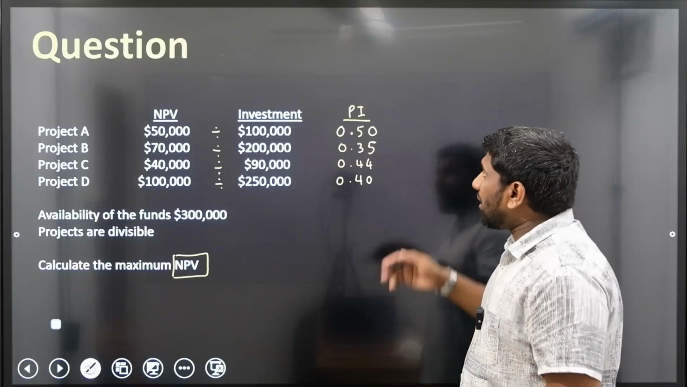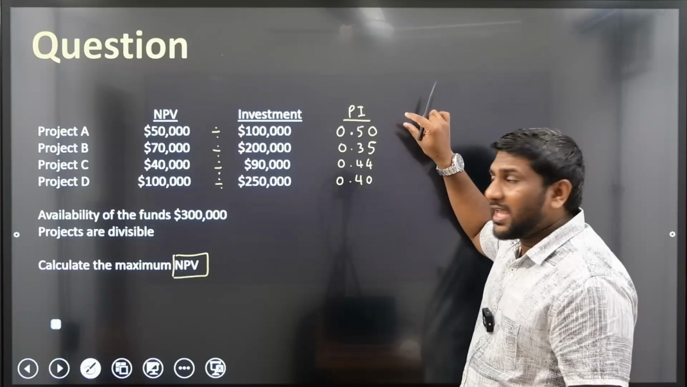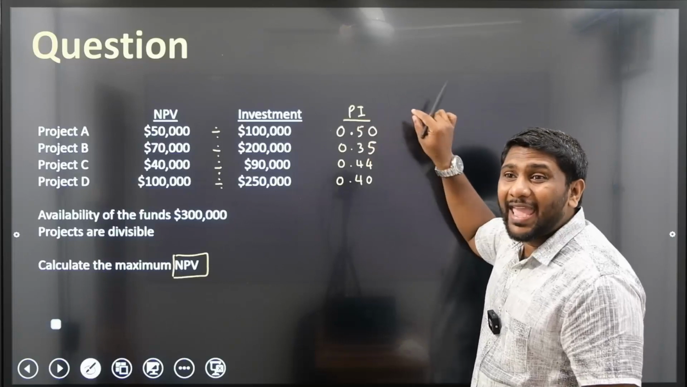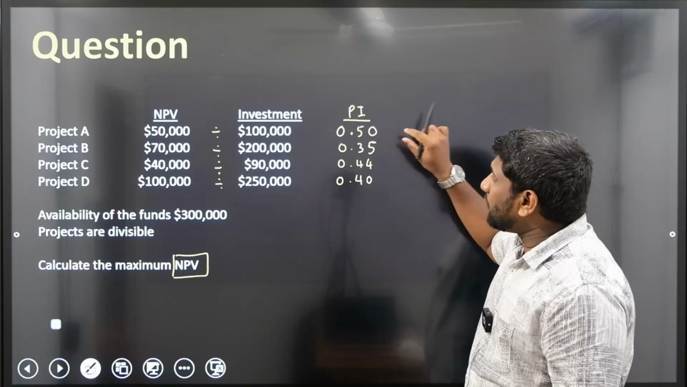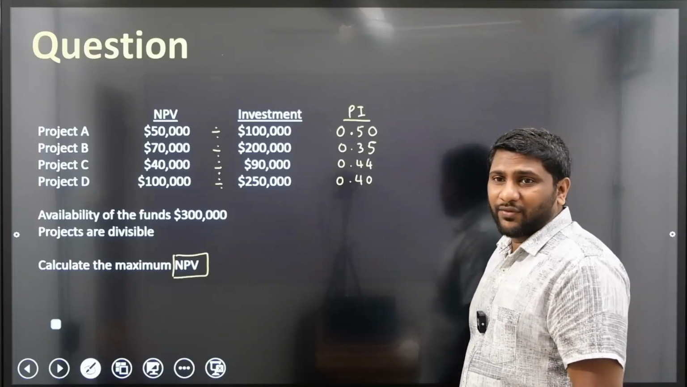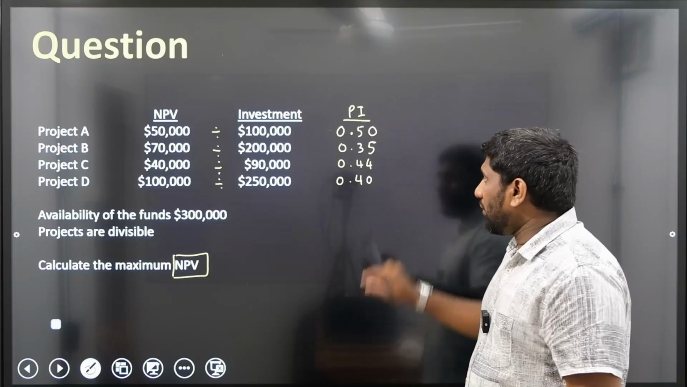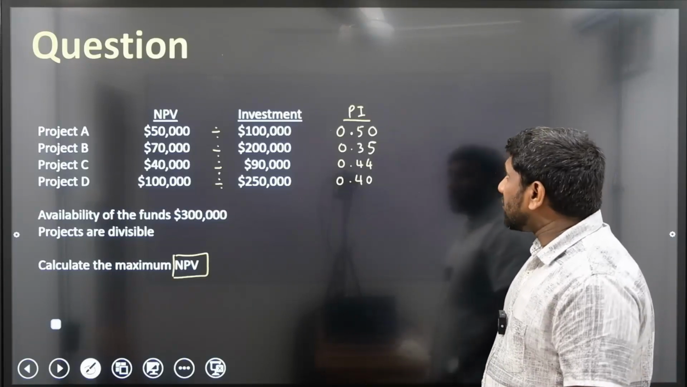So what are the meanings of these values? Each and every dollar that you are investing in project A, it will generate your NPV of 0.5. Each and every dollar that you are investing in project B, it will generate your NPV of 0.35. Likewise, here 0.44, here 0.40. Now let's do the ranking.